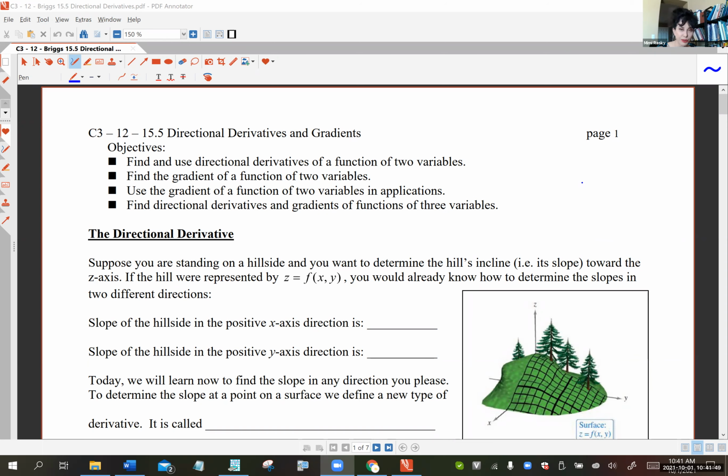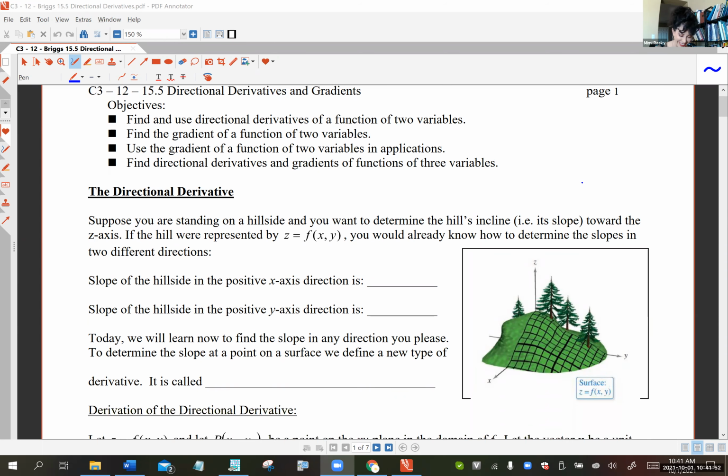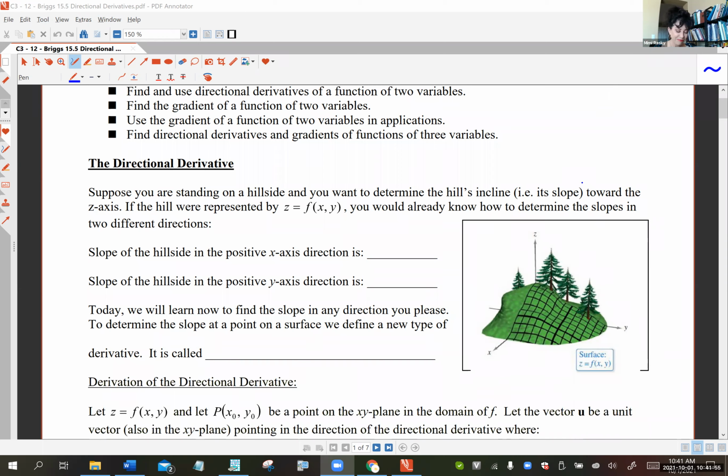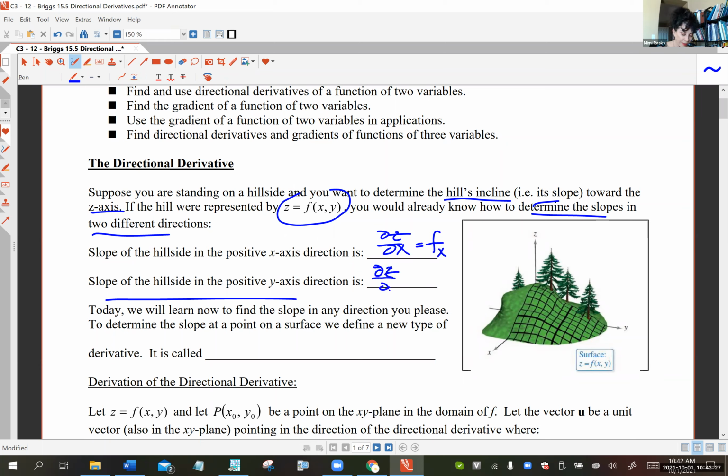What is a directional derivative? Suppose you're standing on a hillside. You want to determine the hill's incline, that's its slope, towards the z-axis. So if your hill is represented by a function of two variables, you already know how to determine the slopes in two different directions. You know the slope in the positive x-axis direction, because that's dz/dx, the partial derivative of z with respect to x, which can also be denoted with the subscript notation. And the slope of your hill in the positive y-axis direction is dz/dy, which you can also denote fy.